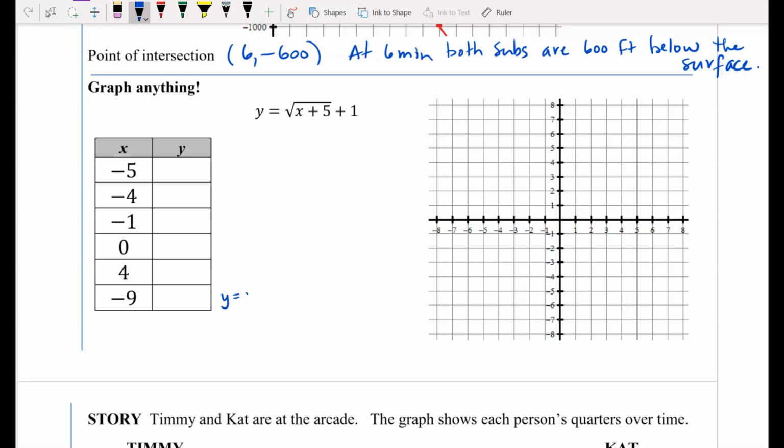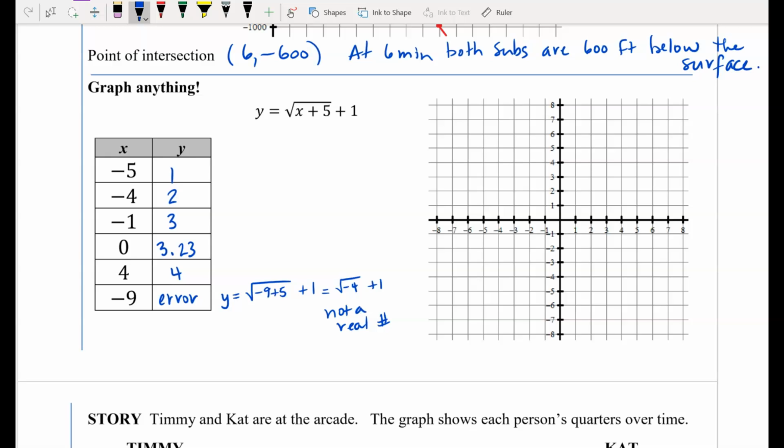if I substitute -9 by hand, I'm going to have -9 plus 5 under the square root and then add 1. When I simplify under the square root, I get the square root of -4. And square roots undo squaring a number. You can't have a negative number underneath your square root and get a real number back. So this is not a real number, and that's why there's no graph there. So we can just put error on our table and fill in those other values that we found.